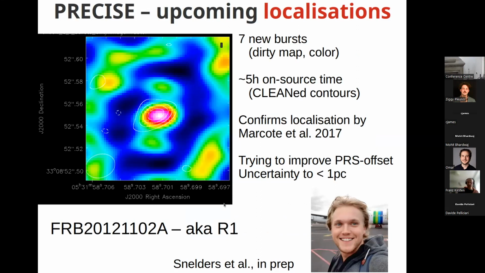We're also following up on FRB 20121102A, the first repeater, R1. This is work done by Mark Snelders, also in Jason's group at the University of Amsterdam. Here we have two bursts in two different epochs. The color on the left is the 7 bursts stacked. It's a dirty map, and as you can see, we have a nice localization here. On top of that, you have the clean contours of the persistent radio source. Essentially, we're confirming the results that Benito published in 2017. We're still working on improving the localization to bring the uncertainty on this offset down to 1 parsec. Currently, from Benito's work, it was 40 parsec, and we're trying to improve that to less than 1 parsec. This is also work in progress.